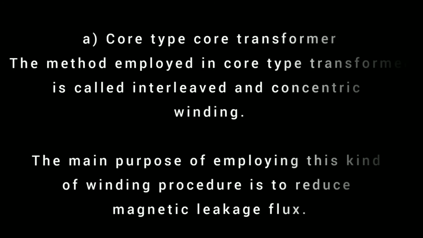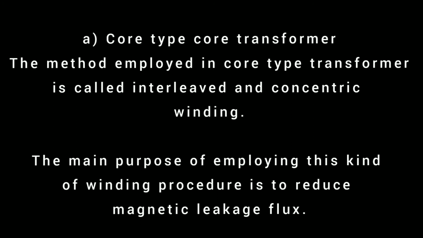Then let's discuss about core type transformer. As we already discussed, in core type transformer, half of the LV winding is placed on one limb and the other half is placed on the other limb. This process is called interleaving of windings. Moreover, half of LV, that is low voltage, and half of high voltage are placed on both limbs concentrically. This is called concentric winding. The method employed in core type transformer is called interleaved and concentric winding.